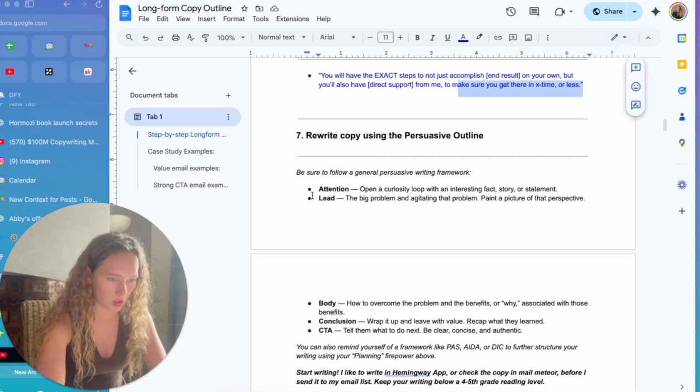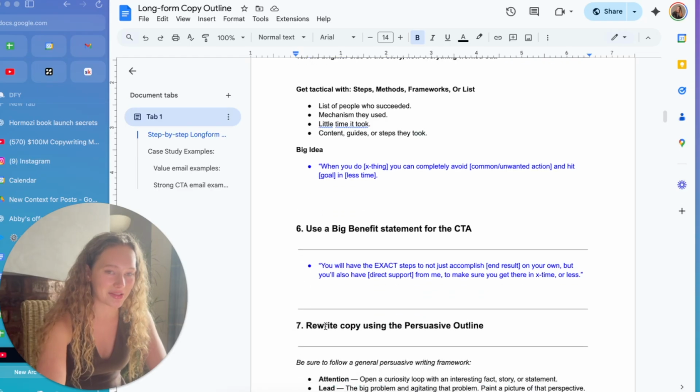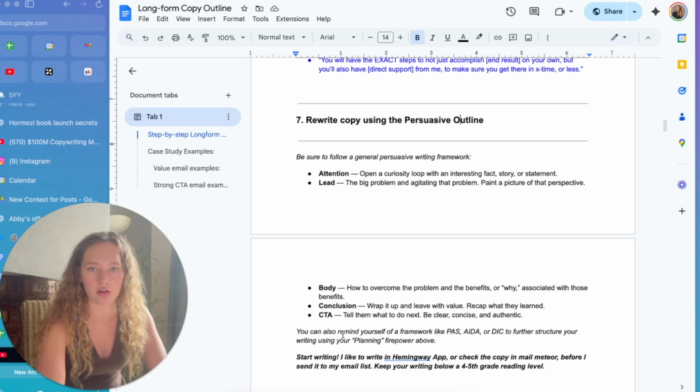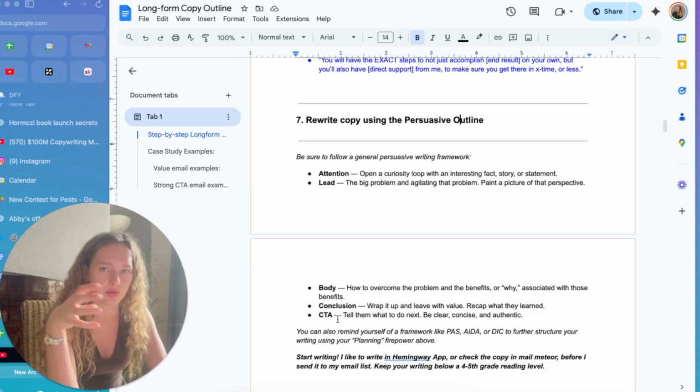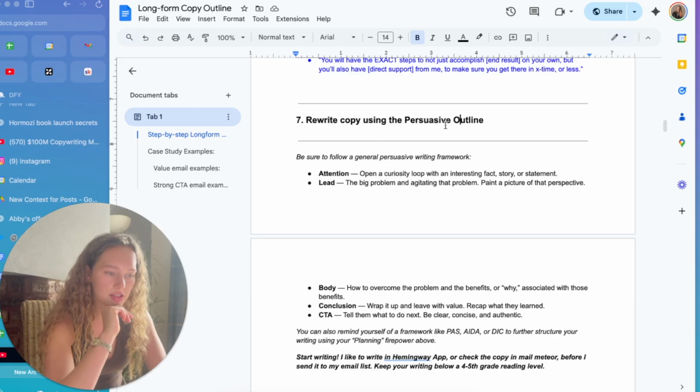All right, cool. Rewrite copy using the persuasive outline. So now you've just brain dumped. That's the goal of this. That's why I'm saying just follow along, follow the steps, even if you're still stuck on maybe the subject line or the hook or the CTA or any of these pieces. Go to the next step as soon as you've gotten everything out of your mind for that step. Go to the next one, and then rewrite the copy using this persuasive outline.